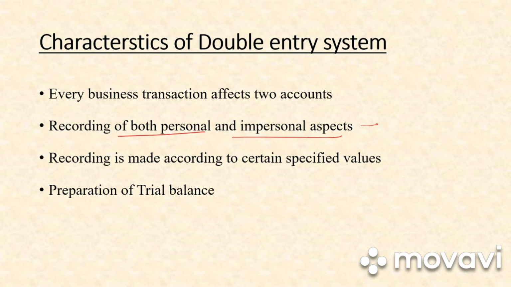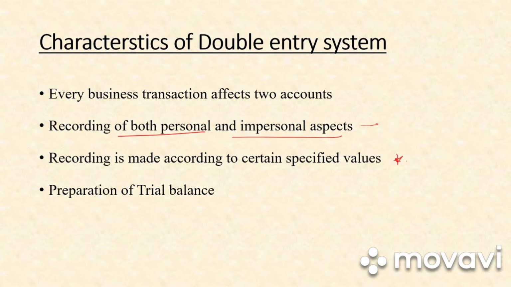Next, we have recording is made according to certain specific rules. So in double entry system, one account is debited, one account is credited, but we cannot randomly say what will be debited and what will be credited. There are certain rules which need to be followed, and according to that we will be deciding which account will be debited and which account will be credited.